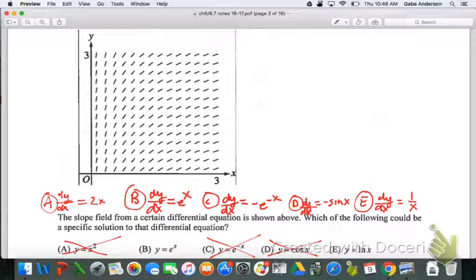So let's do some test values to see if the patterns line up the way that we think they will. So I'm going to start off by plugging in x equals 1. So if x equals 1 for B, what would the slope be? E to the 1? E, right? And so E is roughly 2.7. Okay, so that's right about here.